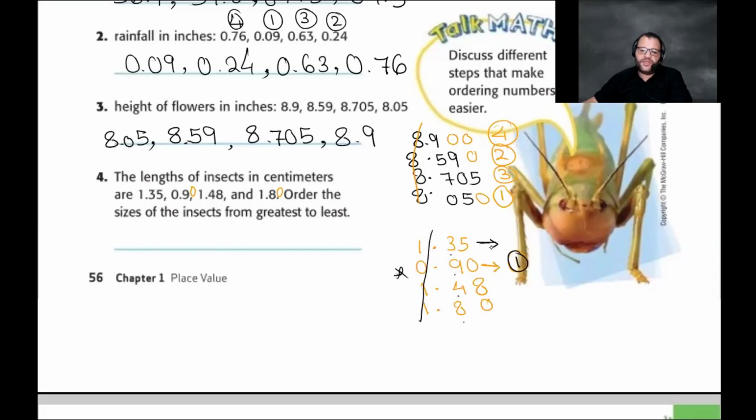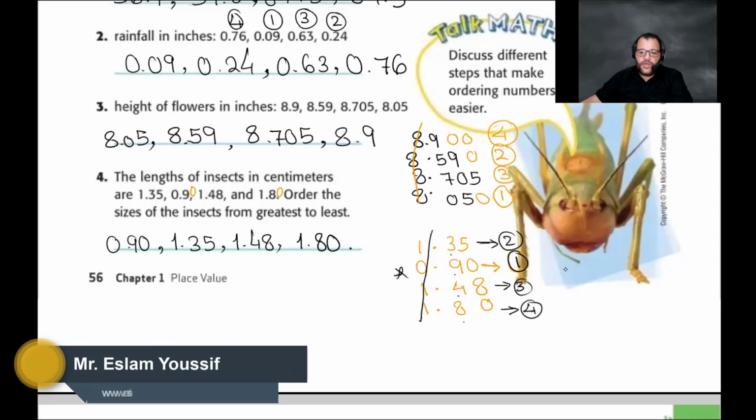35. So that would be the second one. The third, 48. The fourth would be 80. Yes. So the first number would be 0.90. The second is 1.35. The third is 1.48. The last one would be 1.80.